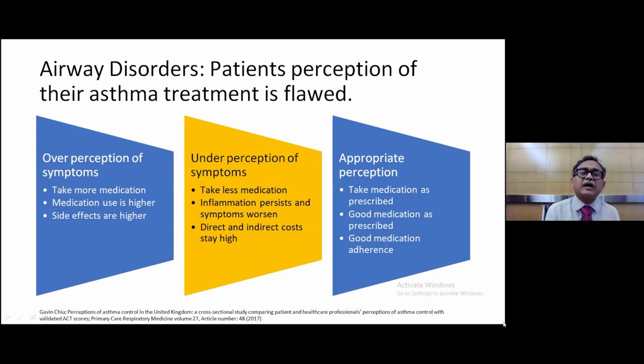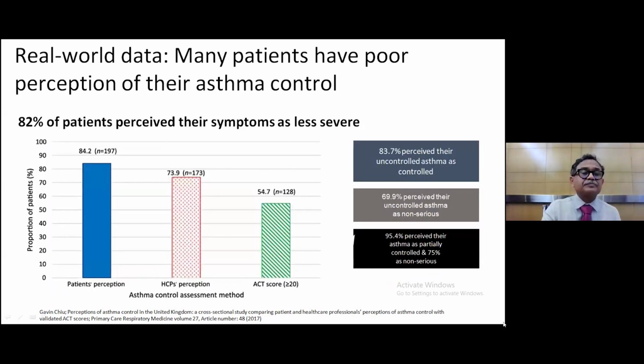And there is also under perception of the symptoms. Take less medication, inflammation persists and symptoms worsen, and that directly affects the overall cost of management, which becomes high because of the high morbidity and mortality. The appropriate perception leads to proper medication and good adherence to therapy. So obviously we know what over perception and under perception lead to, and this happens in every disease.